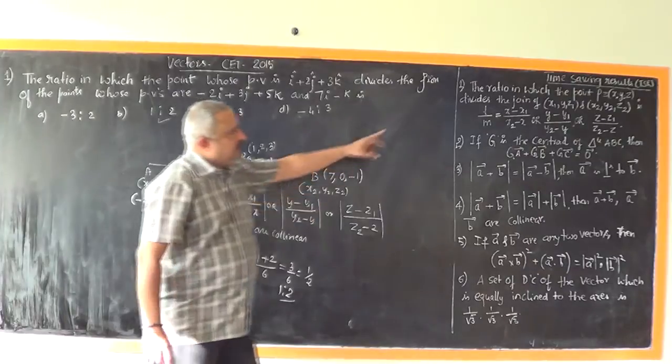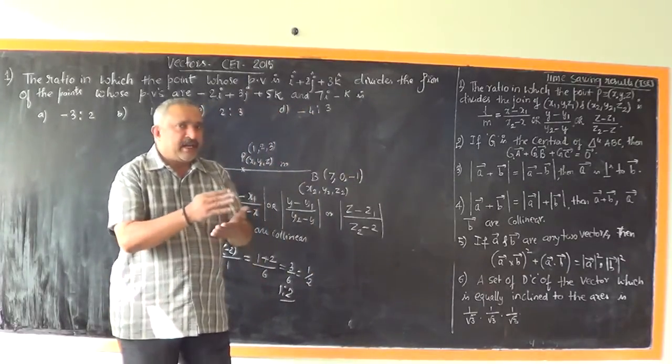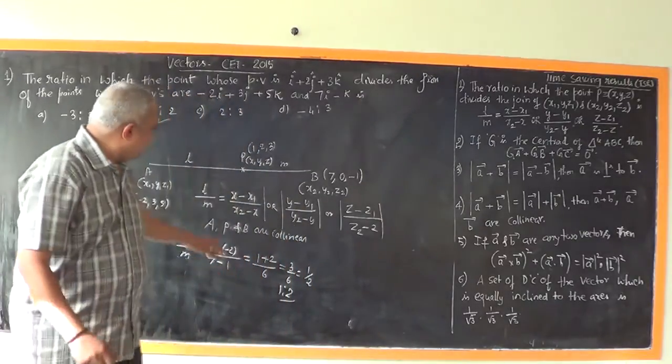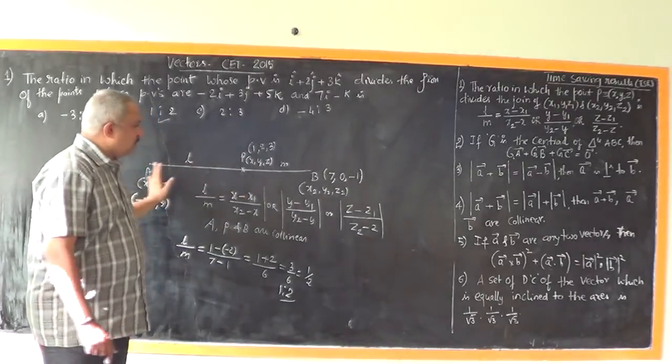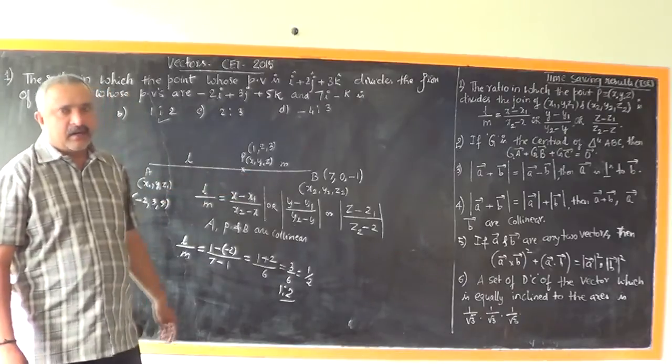So here we have learned how to use the time saving result to find the ratio in which a line is divided by a given point when the position vectors are known, and of course the points A, P, B are collinear.